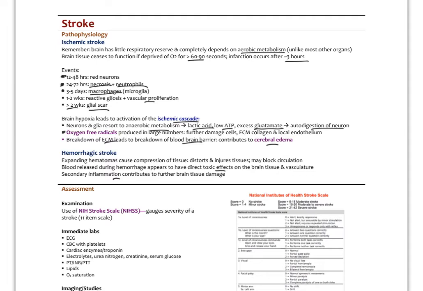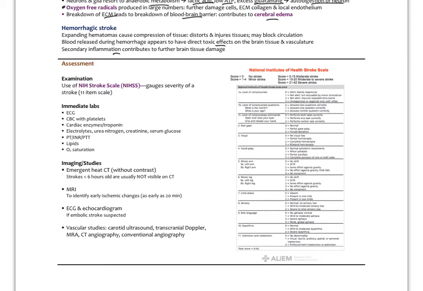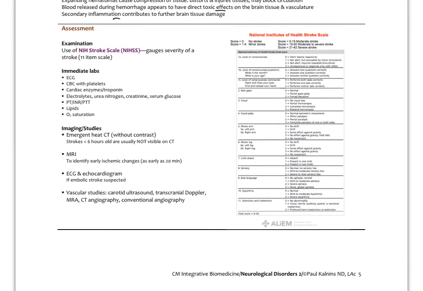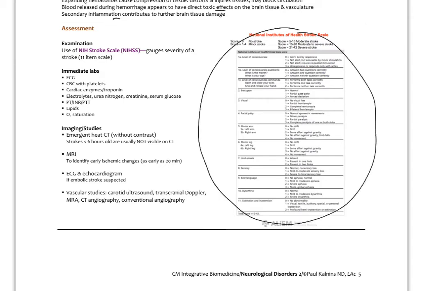Okay, so assessment for stroke, again, this is once you suspect someone has a stroke, refer out immediately. But what's going to be done in the ED is they're going to do a rapid assessment using the Rosier, but also what's called the NIH stroke scale. And that's going to gauge the severity of the stroke. So this is an 11-item scale, and you can look at it over here. I'm not going to go through it just now.